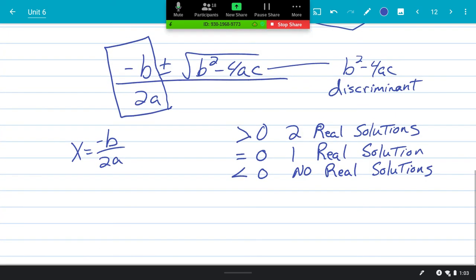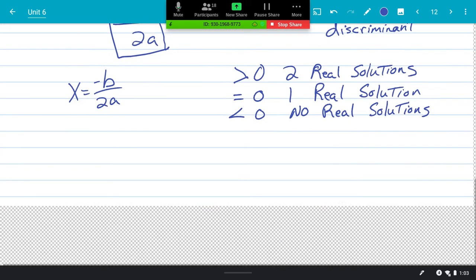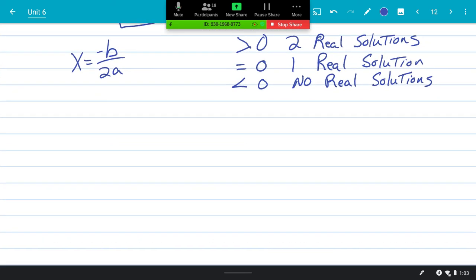Let's see if I can come up with an equation that's not so friendly or not so nice. Let's go x squared plus 8x plus 5, and that is equal to 0 or equal to y or equal to f of x. Doesn't matter, any of those work. Right now I'm going to set it equal to 0.